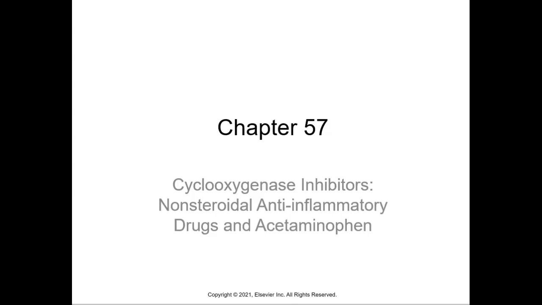Cyclooxygenase is always called COX, C-O-X. And COX is an enzyme that converts arachidonic acid into prostanoids, which are prostaglandins and prostacyclin, thromboxane, etc. So to understand how this class of drugs works, we have to understand COX itself. We need to know what cyclooxygenase is doing so that when I inhibit it by giving that drug, I know what I am doing. Okay. So how does cyclooxygenase work?